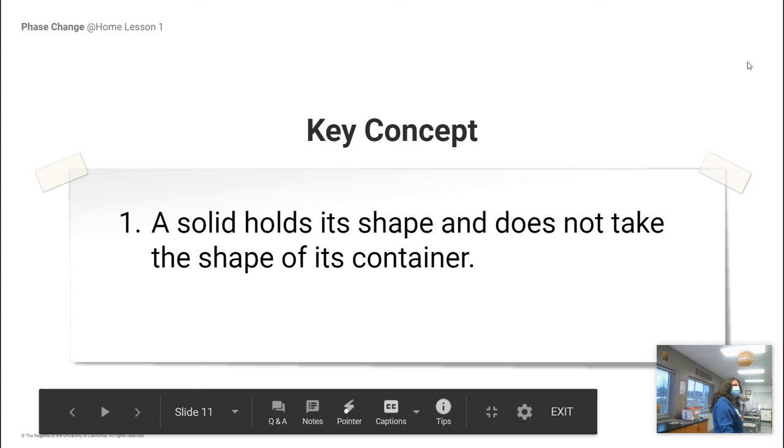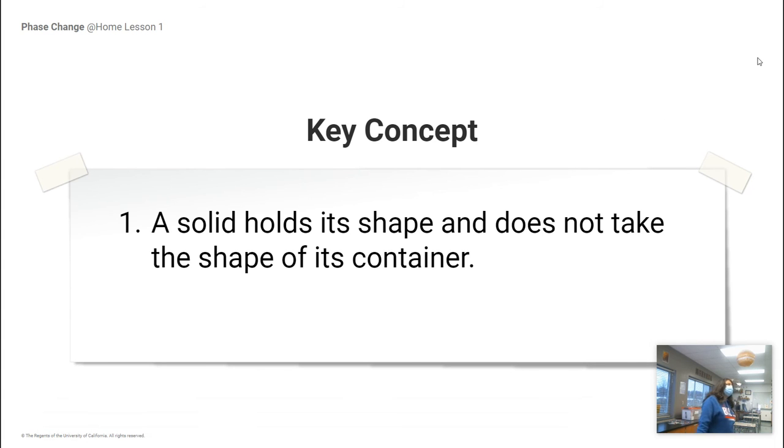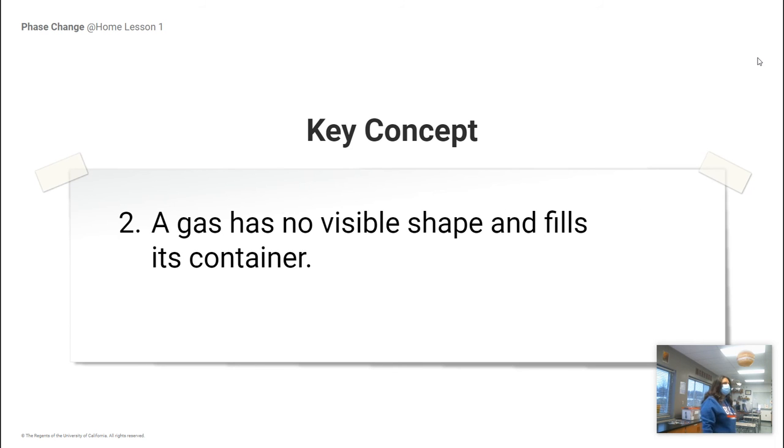So some key concepts from 1.2: a solid holds its shape. It does not take the shape of its container. So when you see a solid like the desk, it holds its shape like that forever. Okay? It doesn't take the shape of the room. It doesn't fall down into a puddle. Solids hold their shape. If I put the desk in a different room, it's still going to be that shape. If I put the desk in a box, it's still going to be that shape. Solids do not change their shape.